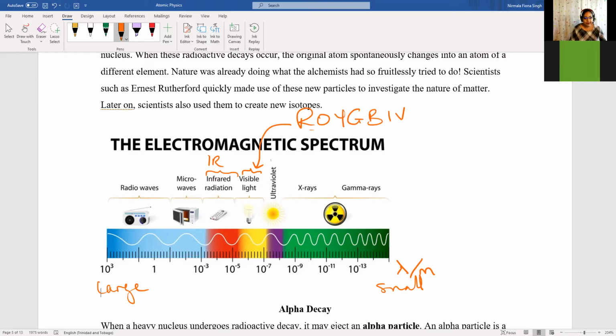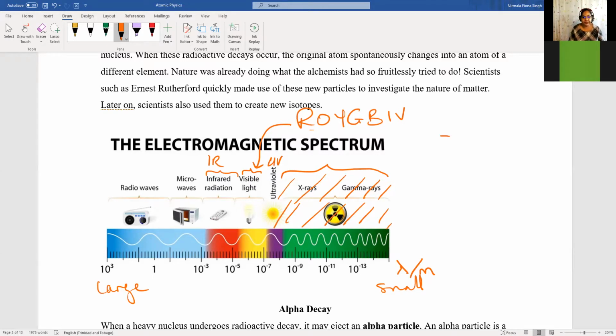After visible light, we have ultraviolet rays. Then we have the ones that are a little dangerous, the upper end of UV, X-rays, and gamma rays. These are the electromagnetic spectrum rays that are actually going to cause some sort of danger to us.